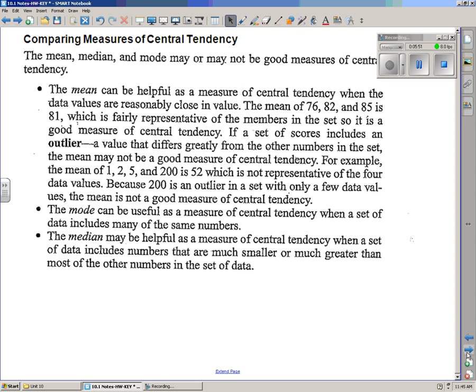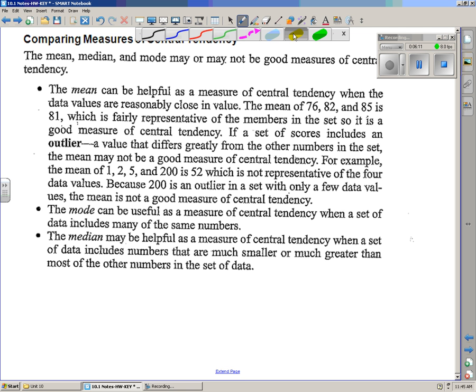So here's just comparing measures of central tendency, and we'll read these out, but the idea is, when do you use the mean, the median, or the mode when you want to describe a whole bunch of data? You guys always ask for the class averages, but the averages are not always the best measures of central tendency to use, especially because there's something called outliers. So here's this first bullet.